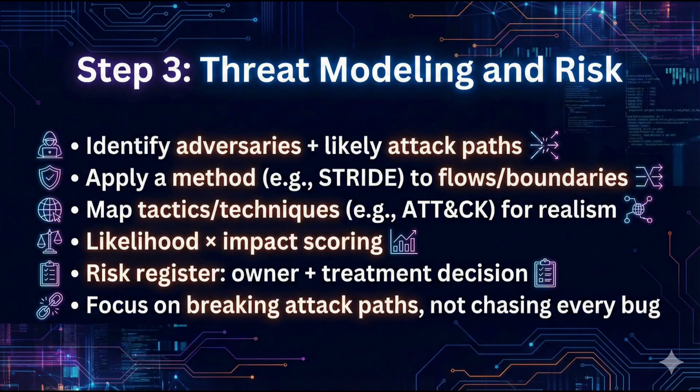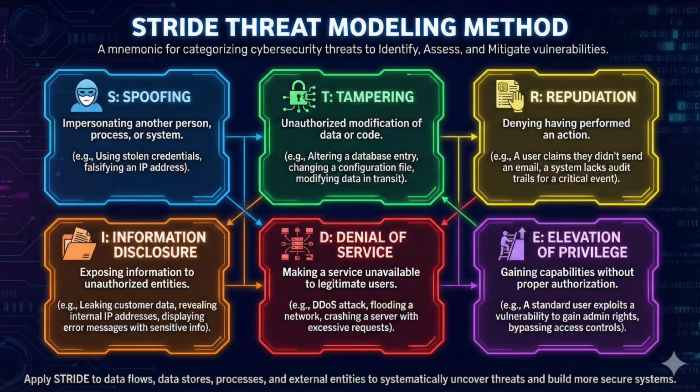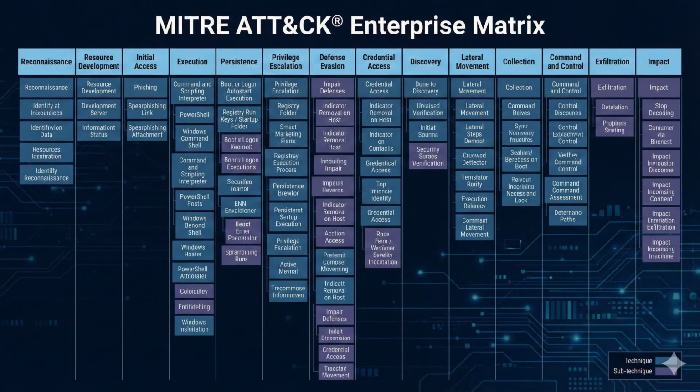With a model in hand, we can do threat modeling and risk assessment. Threat modeling asks, how could this design be abused? You can use structured methods like STRIDE, spoofing, tampering, repudiation, information disclosure, denial of service, and elevation of privilege, applied to each data flow and trust boundary. You can also map likely attacker techniques using resources like MITRE ATT&CK.